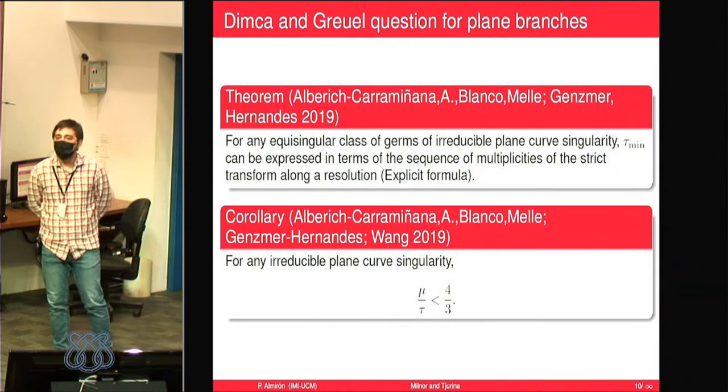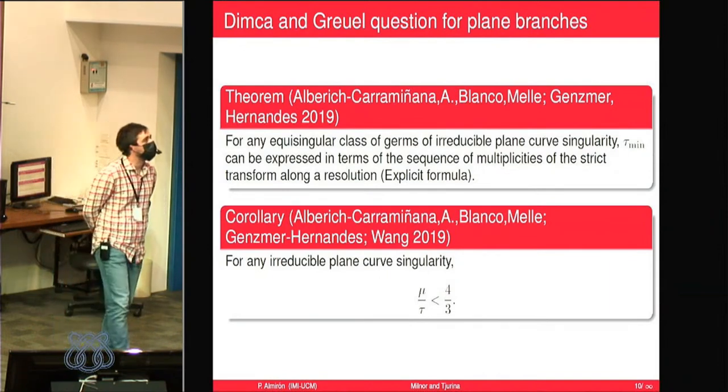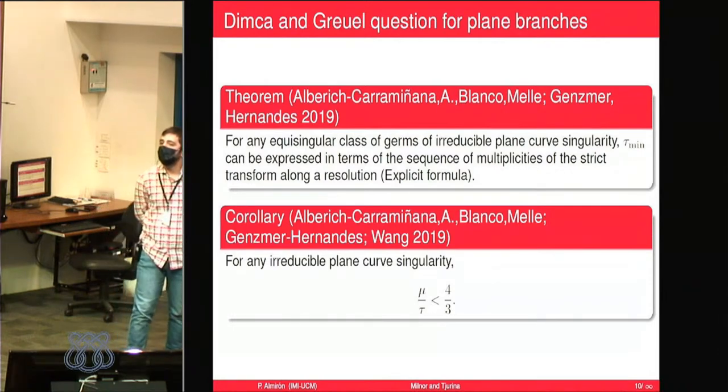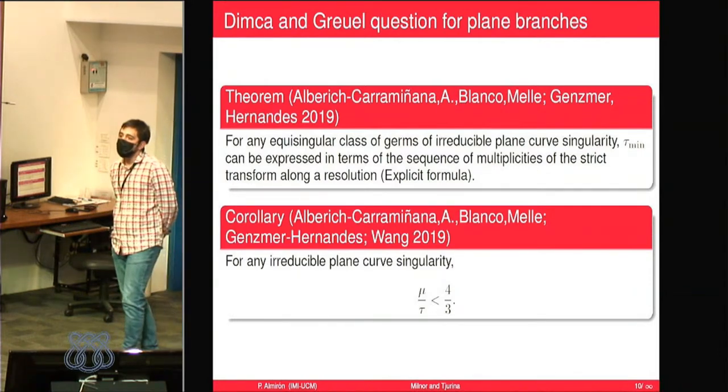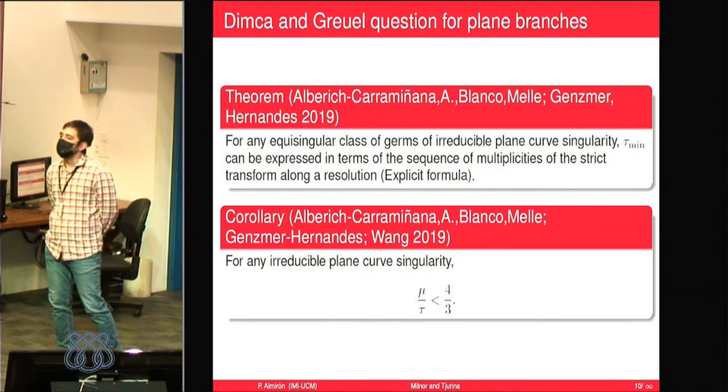But of course, as you can see, we are dealing with irreducible plane curve singularities. So the natural question is, what happens for non-irreducible plane curve singularities?